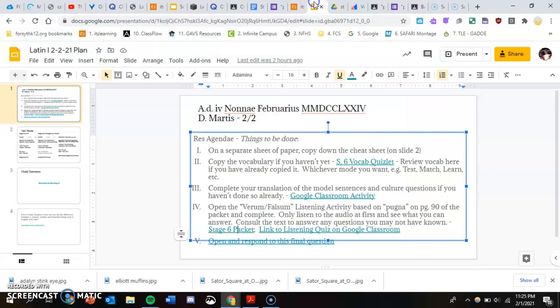But either way, that is all I have for today. So please make sure that you copy down the cheat sheet from slide 2, copy the vocab and practice if you haven't done so already. Complete the model sentences and culture questions if you have not done so already. Answer the Verum Falsum listening activity on Google Forms, on Google Classroom, and answer this final question. If I can be of help to you guys, please shoot me a message.